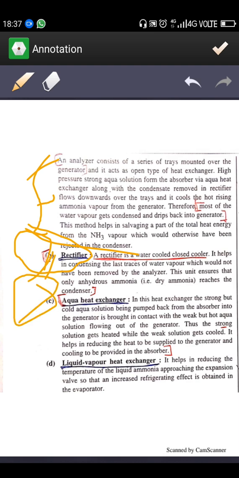Then the aqua heat exchanger. There are two types of heat exchangers. The aqua heat exchanger, in this heat exchanger the strong but cold aqua solution being pumped back from the absorber into the generator is brought in contact with the weak and hot aqua ammonia solution. Here the liquid vapor heat exchanger helps in reducing the temperature of the liquid ammonia approaching the expansion valve, so that an increased refrigerant effect is obtained in the evaporator.